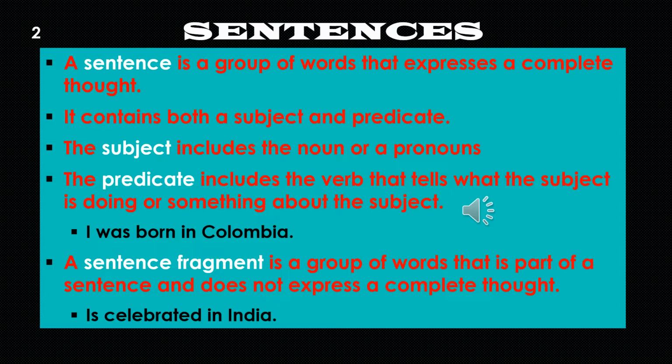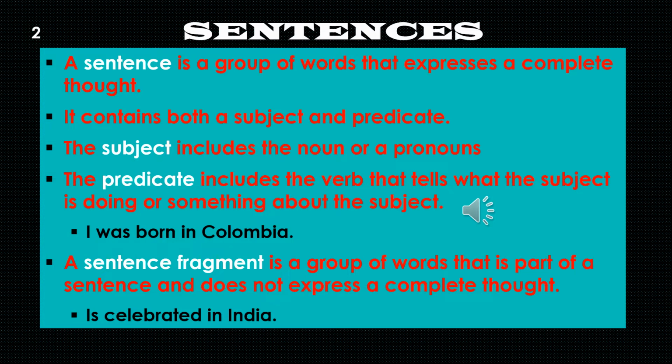Now, the predicate. The predicates include the verbs that tell what the subject is doing or something about the subject. The predicate gives us more information about the subject, and it's telling us about what the subject is doing. Remember, a verb is part of the predicate. A verb can be eat, write, smile, like, jump.